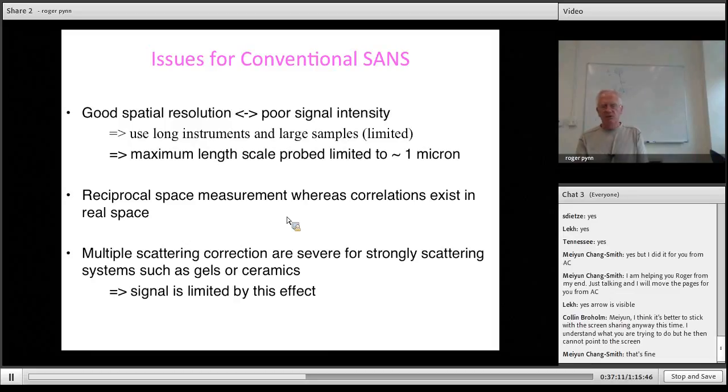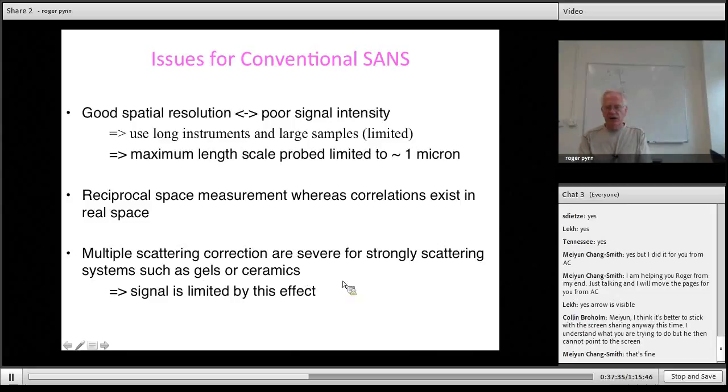But when you Fourier transform it, you get a cosine over R cubed oscillation, which is very easy to see in real space. So there are times when it would be better to be able to measure in real space rather than reciprocal space, and times when it would be better to do it in the inverse way.